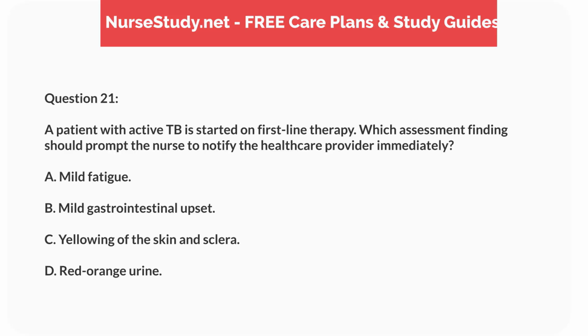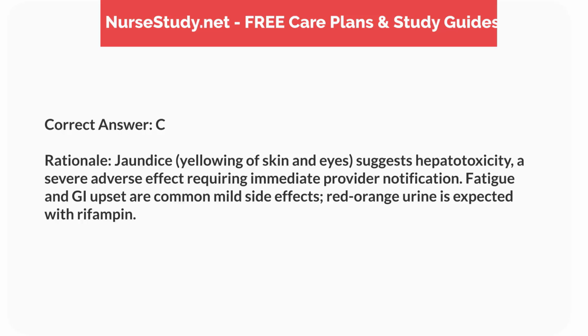Question 21. A patient with active TB is started on first-line therapy. Which assessment finding should prompt the nurse to notify the healthcare provider immediately? A. Mild fatigue. B. Mild gastrointestinal upset. C. Yellowing of the skin and sclera. D. Red-orange urine. Correct answer, C. Rationale: jaundice, yellowing of skin and eyes, suggests hepatotoxicity, a severe adverse effect requiring immediate provider notification. Fatigue and GI upset are common mild side effects. Red-orange urine is expected with rifampin.